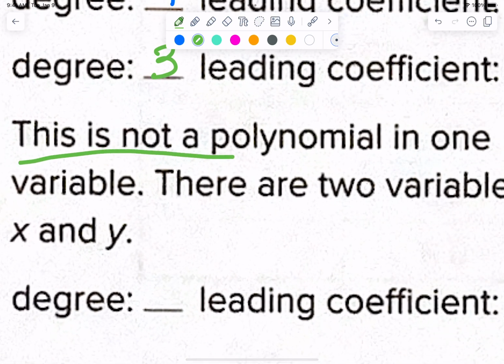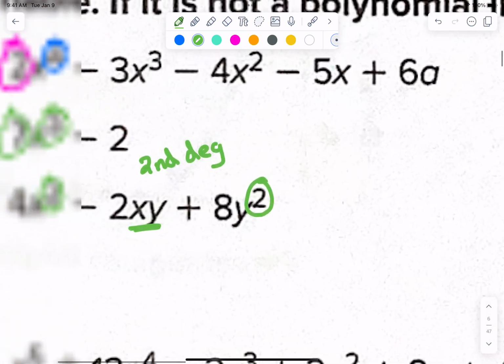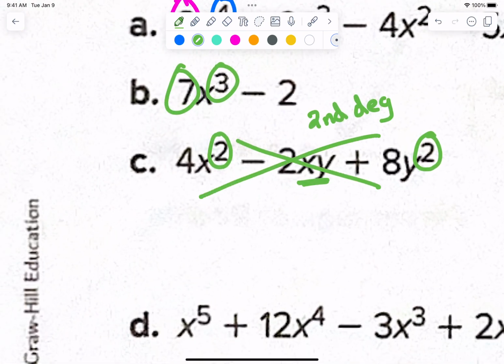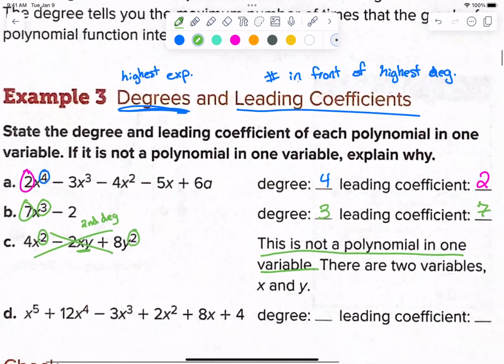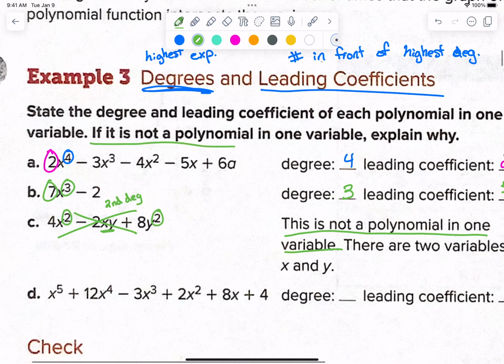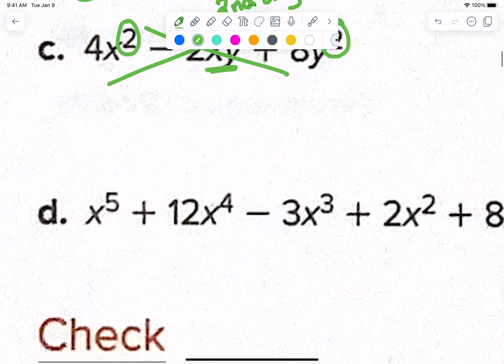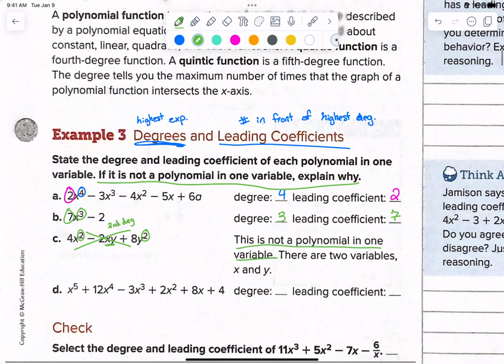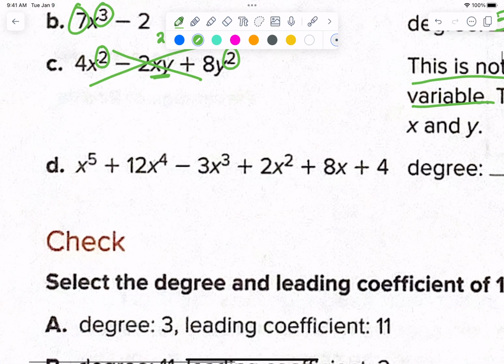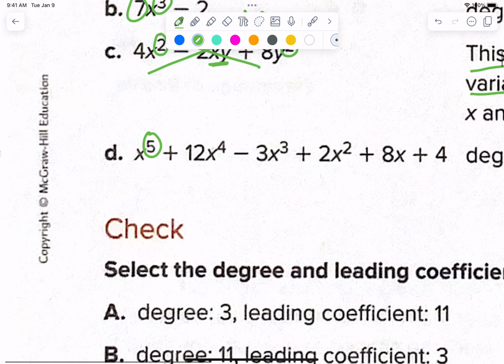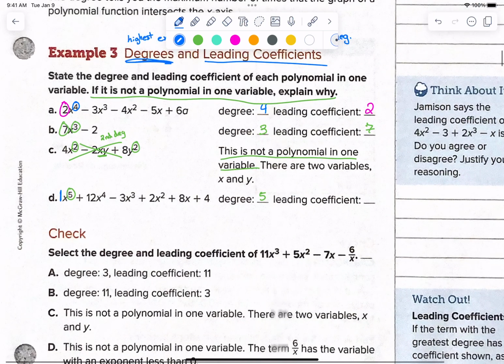No, wait. This is not a polynomial in one variable, so we don't even have to do it. I should have read the instructions. State the degree and leading coefficient. If it is not a polynomial in one variable, explain why. He's not a polynomial in one variable because of the x and the y, right? That makes him not work. D: 5 and 1. His highest exponent, they have these in the right order, is 5. What's the leading coefficient? 1 is the number in front. Got it? These aren't so bad.